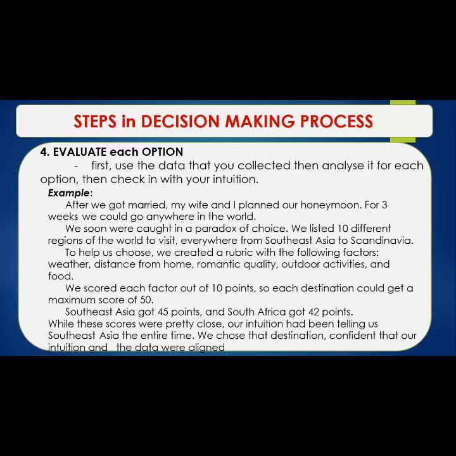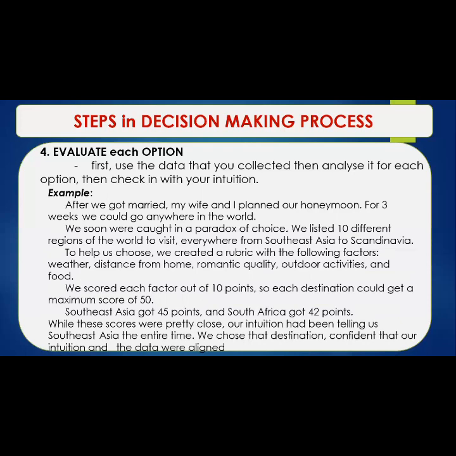my wife and I planned our honeymoon. For 3 weeks, we could go anywhere in the world. We soon were caught in a paradox of choice. We listed 10 different regions of the world to visit, everywhere from Southeast Asia to Scandinavia. Now, to help us choose, we created a rubric with the following factors.